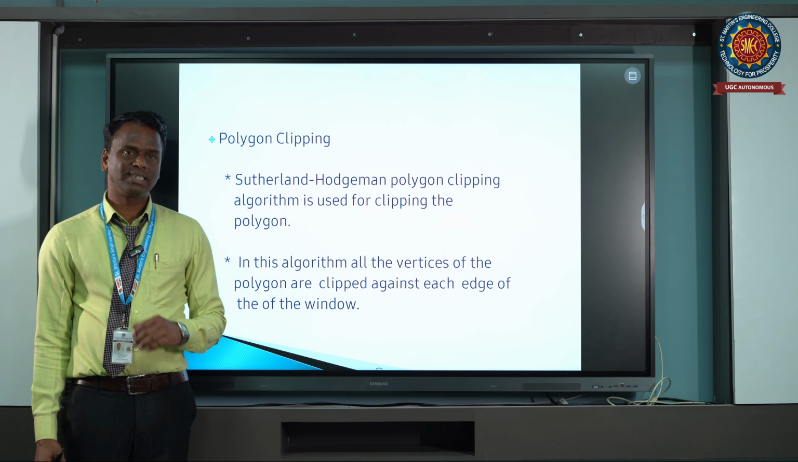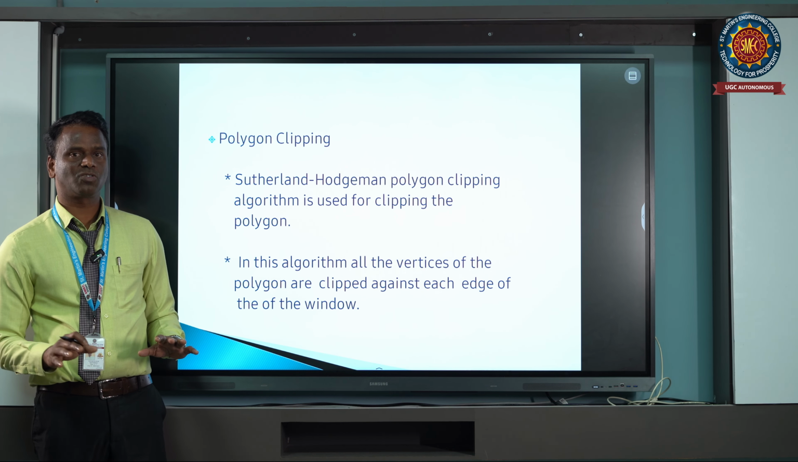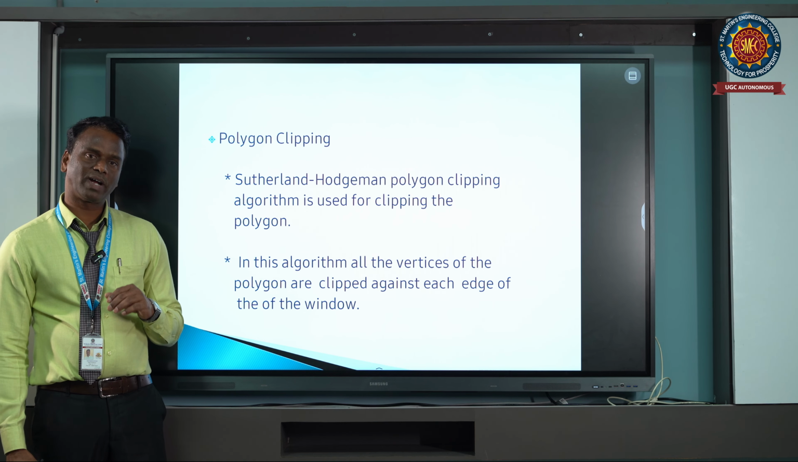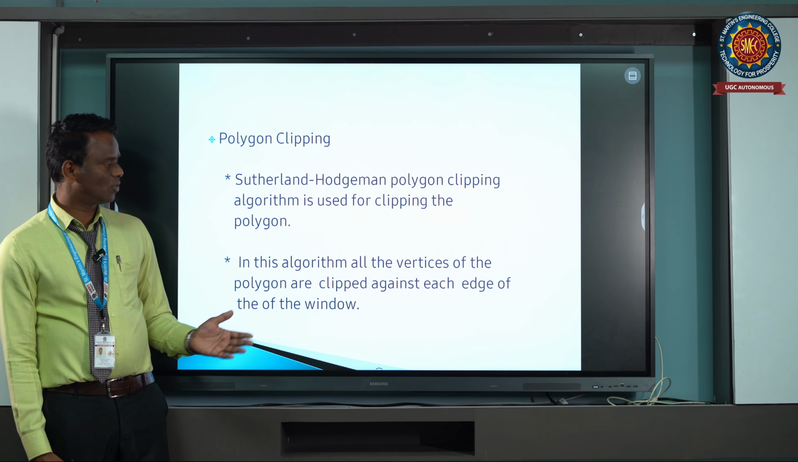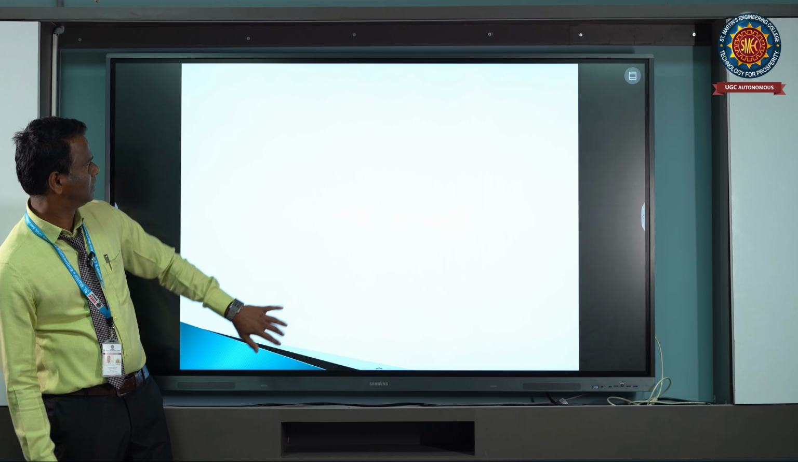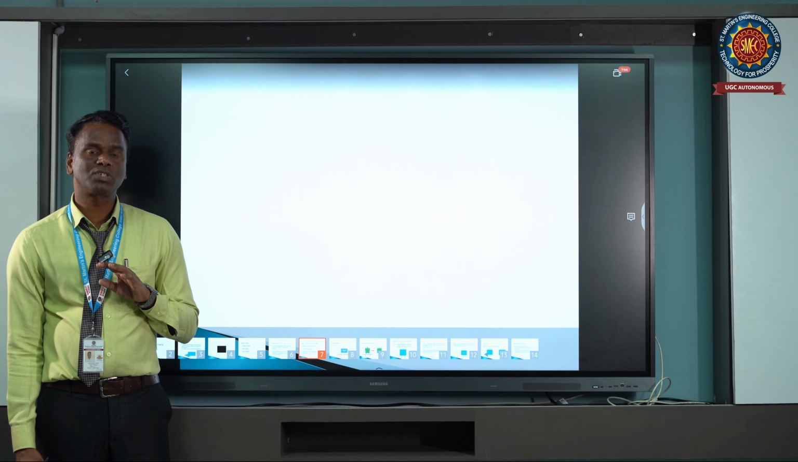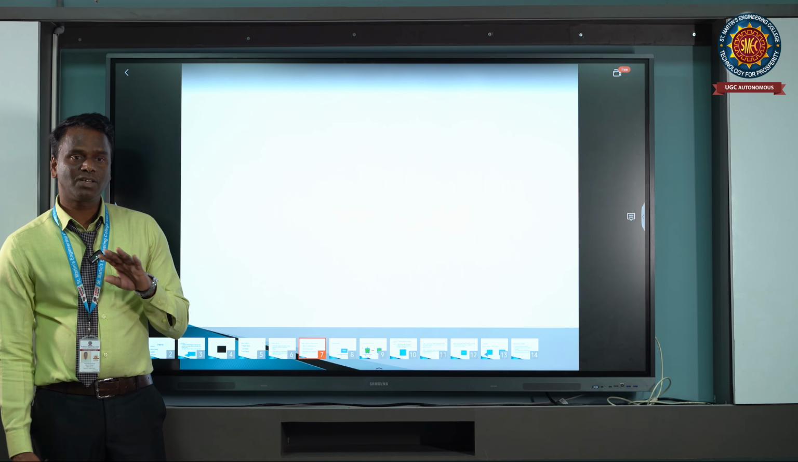And here, what are the exact steps? First we have to find the exact vertices which intersect with the window. Once you find the vertices, then you can check whether each is outside of the window or inside of the window, right? And here there are 4 cases we have to consider. There are 4 steps we have to perform in the case of the Sutherland-Hodgman algorithm. So what are the 4 steps?